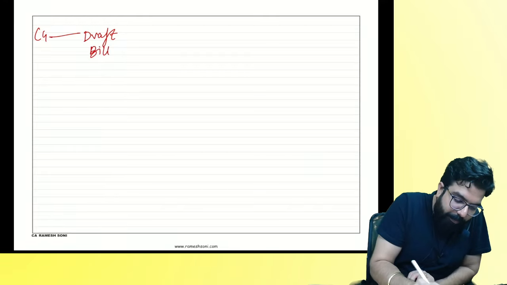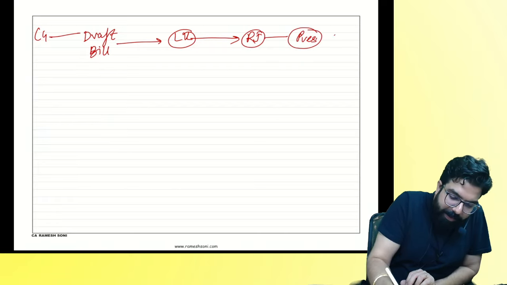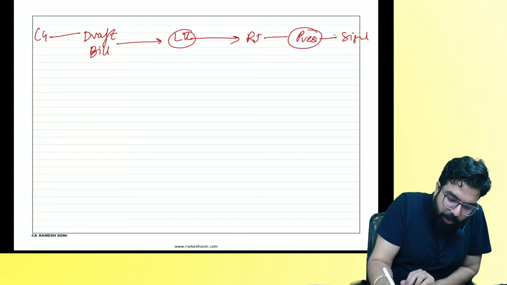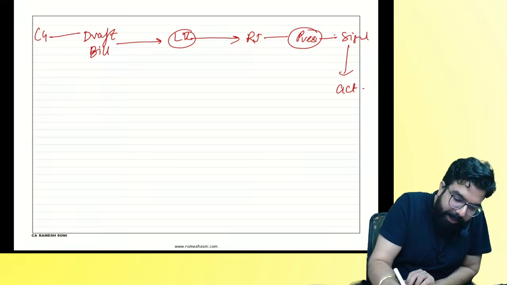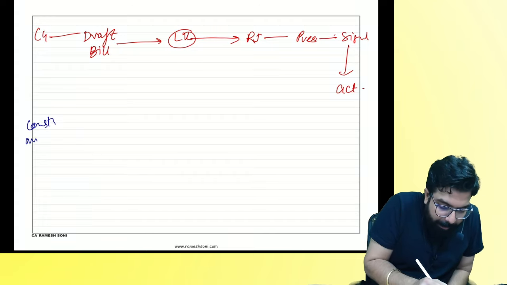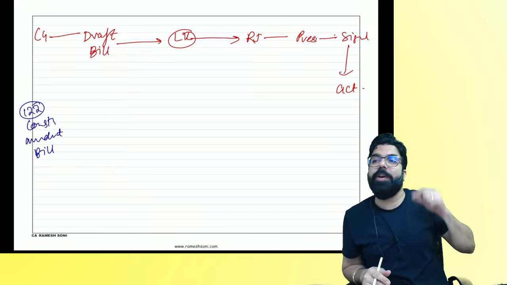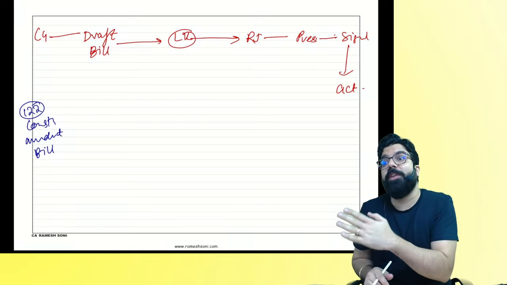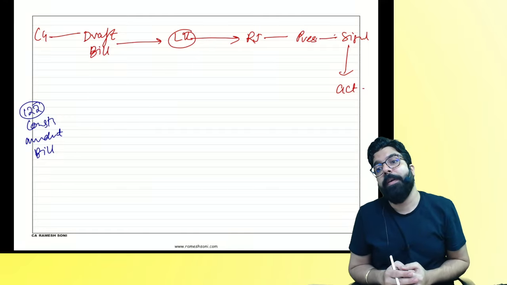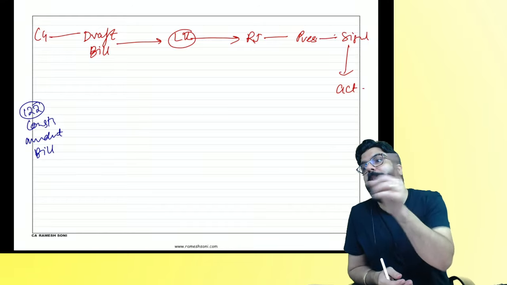This draft bill will go where, everyone? Lok Sabha, then again Rajya Sabha, then the President will sign and it will become what, everyone? Act. The same thing happened over here. First they introduced the constitutional amendment bill, the 122nd Constitutional Amendment Bill. Why the 122nd amendment? Because before this, how many times was the constitution already amended? 121. So this was the 122nd time the constitution was going to be amended.